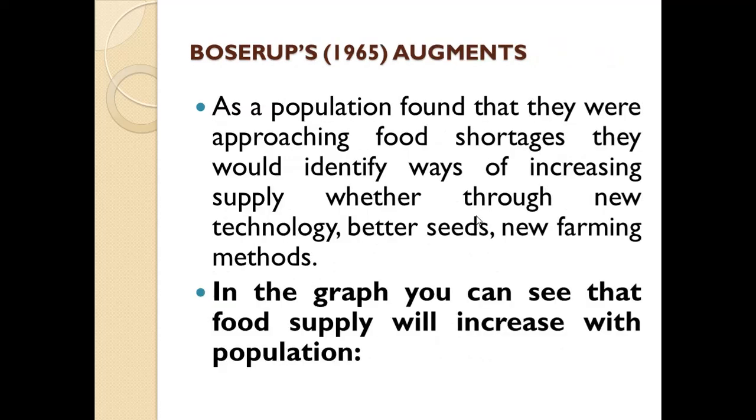So in her argument, she says that, as the population found that they were approaching food shortages, they would identify ways of increasing supply, whether through new technology or better seeds or new farming methods. And of course, that is what is happening. For instance, we have more methods of food production to cater for the ever-growing population in most countries, for purposes of agricultural production and of course economic purposes.